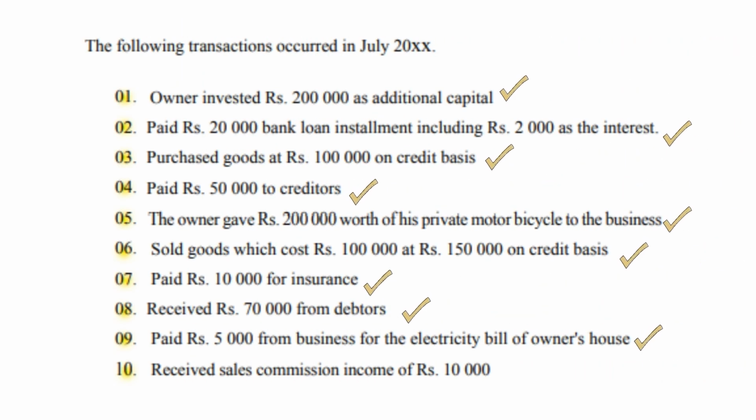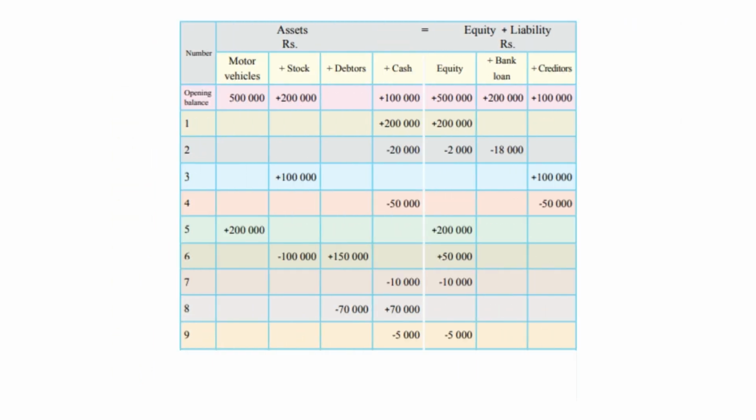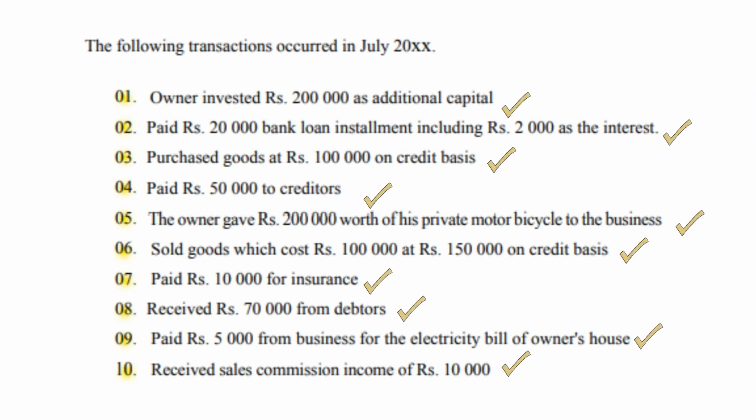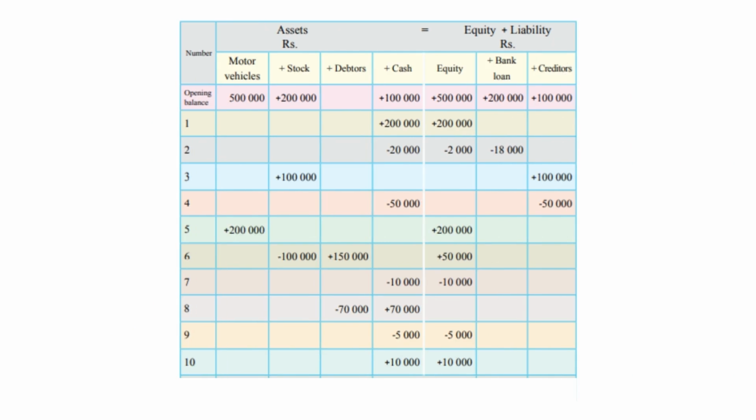Next, paid rupees 5,000 from business for the electricity bill of owner's house. This is like drawings because the electricity bill of the owner's house is paid through business cash. Then we have to deduct 5,000 from cash and equity. Then next, received sales commission income of rupees 10,000. Here 10,000 is added to cash and equity. So that's all. Now we have to balance them all.